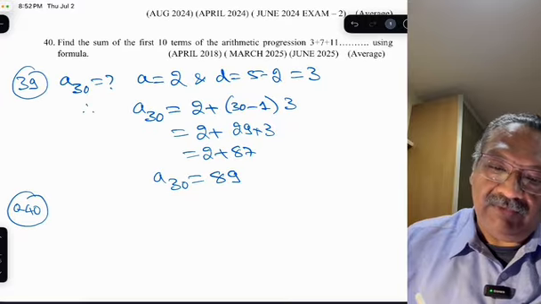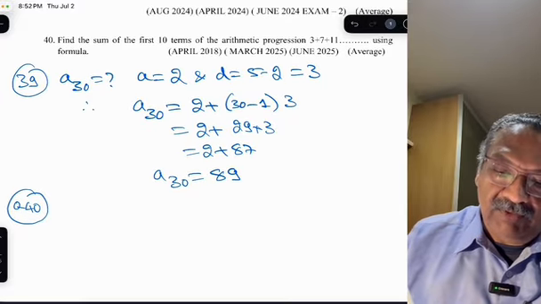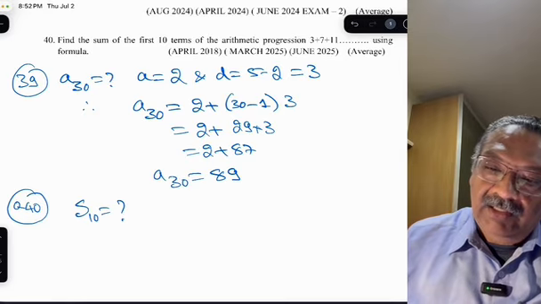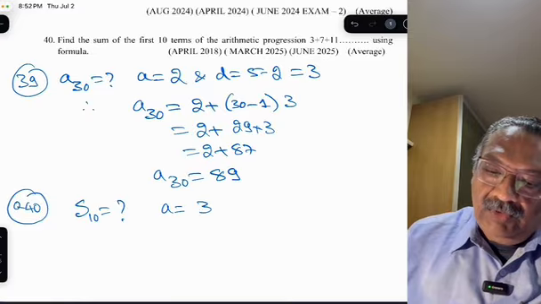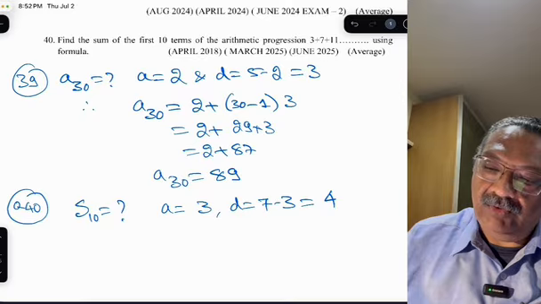Find the sum of the first 10 terms of the AP using the formula. So they are asking for the sum of 10 terms, so S10. What is a? a is equal to 3. And what is d? d is 7 minus 3, which is equal to 4.